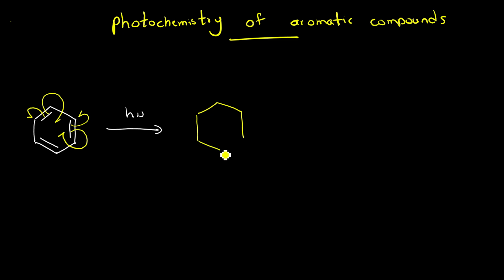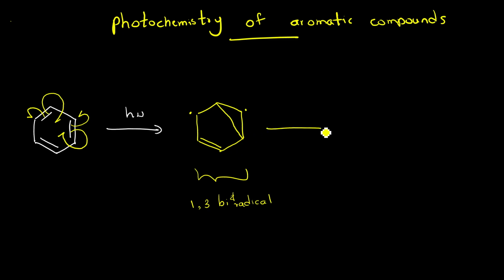Let me draw it. This bond is the same, nothing has changed in this particular position, but this position has changed. Now there's no bond here, there's a radical, and a new bond between this carbon and this carbon, and there's another radical here. We call this particular species a 1,3-biradical. You can see that there are two radicals, and these radicals are on the 1,3 positions.